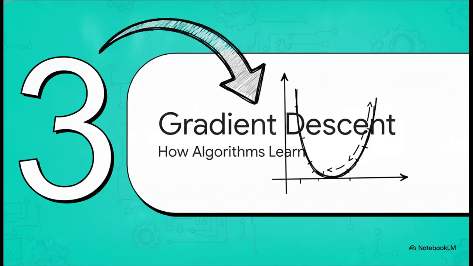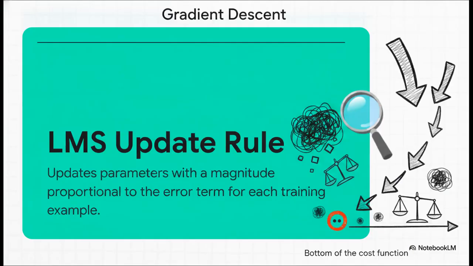Time to see how the computer does the heavy lifting to minimize that cost step by step. To actually get to the bottom of that cost function, we use gradient descent. We start with an initial random guess for theta, and we take iterative steps down the steepest slope of the error curve. To do this, we use the LMS, or least mean squares, update rule, also known as the Widrow-Hoff learning rule. Let me translate this math into action for you real quick.